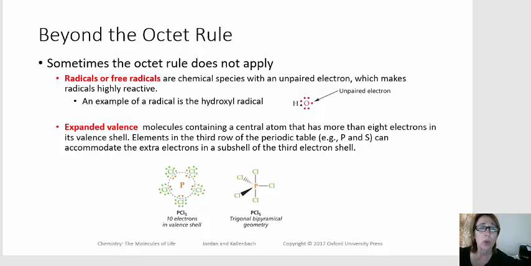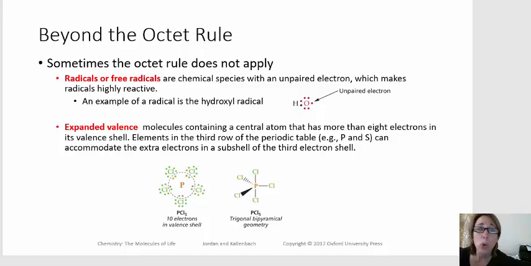Another exception to the octet rule occurs in species known as radicals or free radicals. These are molecules or ions or atoms that have an unpaired electron and are incredibly reactive. For example, this hydroxyl radical is formed from pollution, and it can react with biological molecules and do a lot of damage, particularly in lungs after it's breathed in.